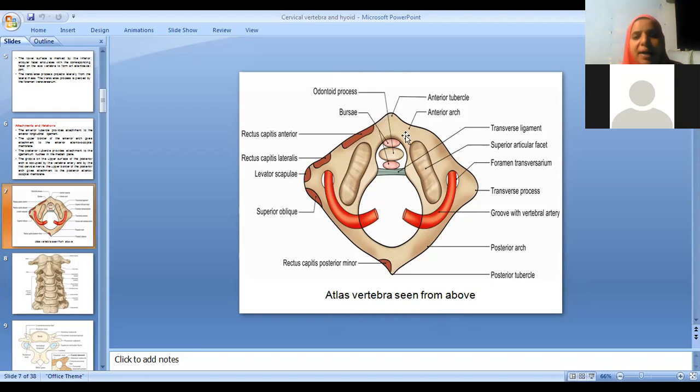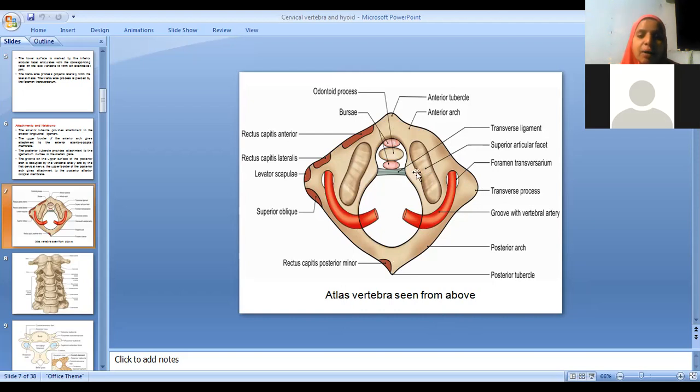That's the reason we do not have a body with C1 atlas, only the anterior tubercle and posterior tubercle. So this is the anterior arch, already I told you, and this is the posterior arch. These are transverse processes where we have transverse foramen for the passage of the vertebral artery. So this is the superior aspect. On the superior aspect, you are finding the superior articular facet, which is concave, in order to articulate the convex occipital condyles of the occipital bone of the skull to form the atlanto-occipital joint.